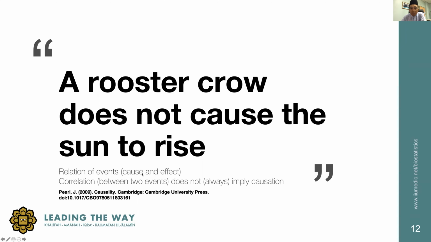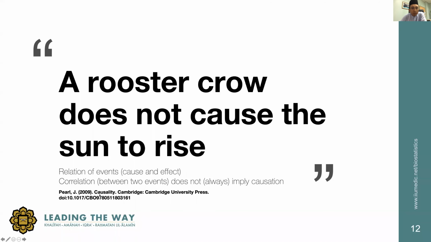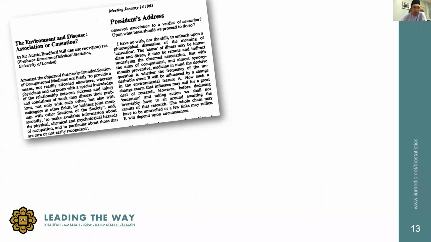They may be correlated, but that does not imply causation. The rooster's crow and the sunrise are related, but one does not cause the other. It's quite a simple analogy, but this is a textbook analogy. Now, Judea Pearl's book, Causality, 2009 from Cambridge, you can read. There is also a very good YouTube lecture, but it's very academic. Another person who coined the word causality and relationship is Bradford Hill.